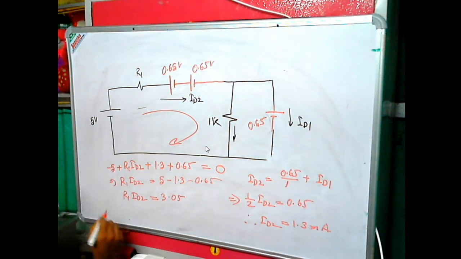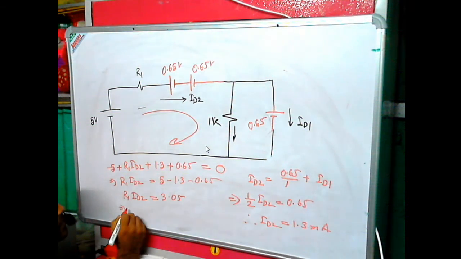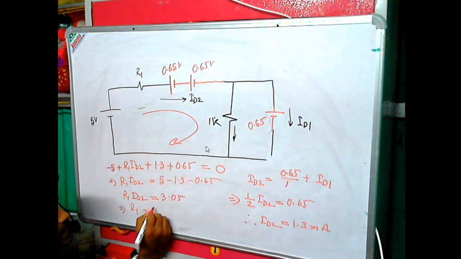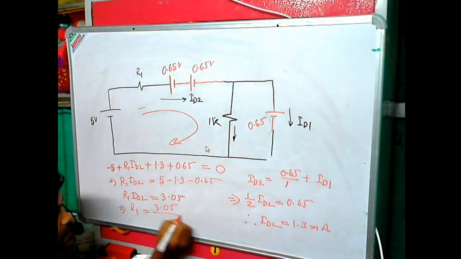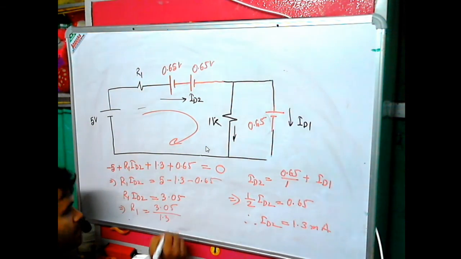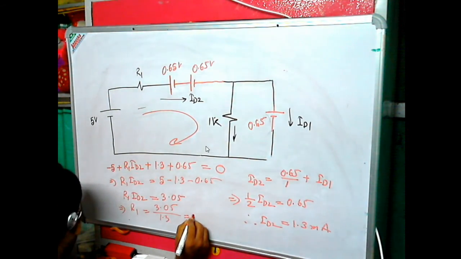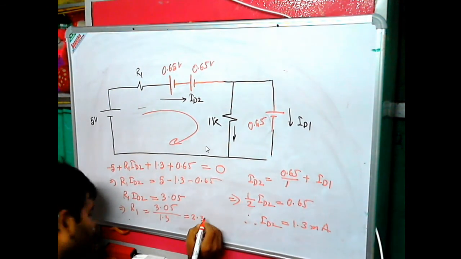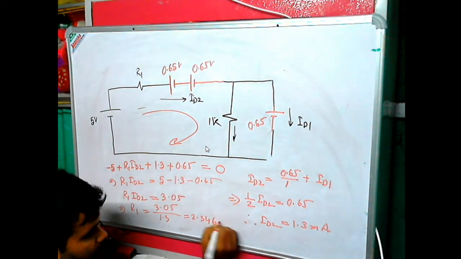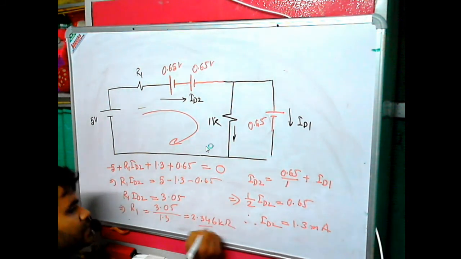Now you can put the value over here. So R1 is basically 3.05 divided by 1.3 milliampere, that is how much? That is basically approximately 2.346 kilo ohms. Okay, so this is basically the answer.